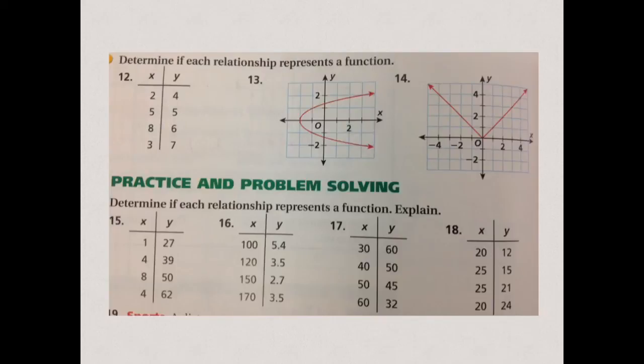Now let's look at number 15 to answer that question again. Do these repeat? Yeah. 1, 4, 8, and 4. So 4 and 4 should have the same number across. 39, they should be 39 too, but it's not. So guess what? It's not a function. No. Okay. So go ahead and use that information. That should help you. Let me go back to your notes.